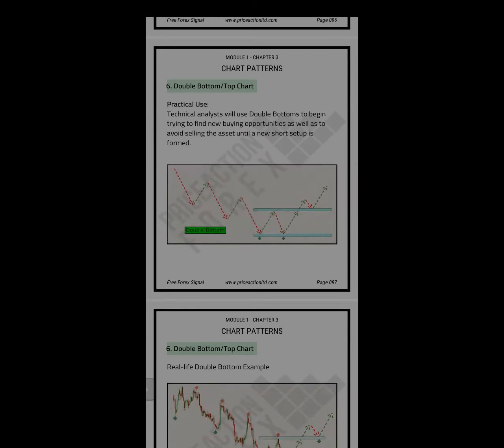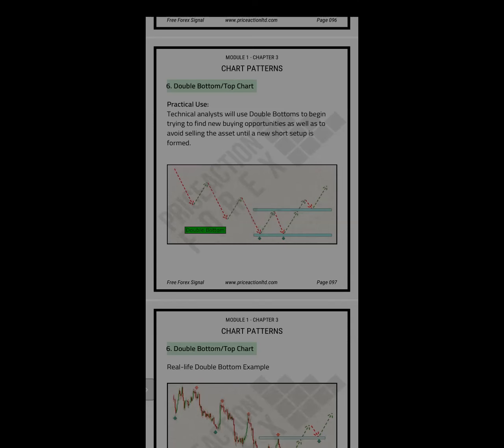So when you see a double bottom on an asset you are holding, there's no need to sell it at that bottom, because the market is going to buy. Instead of selling, you hold until a new sell setup is formed. In the meantime, you can be holding your trade. This is about spot trading, when you buy the whole asset and you only make profit by selling higher. You can't sell to make profit. But on futures, you sell to make profit. So that's why they say technical analysts will use the double bottom to find new buying opportunities, both spot and futures.